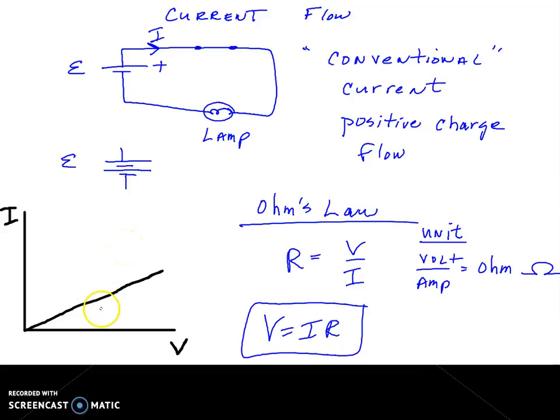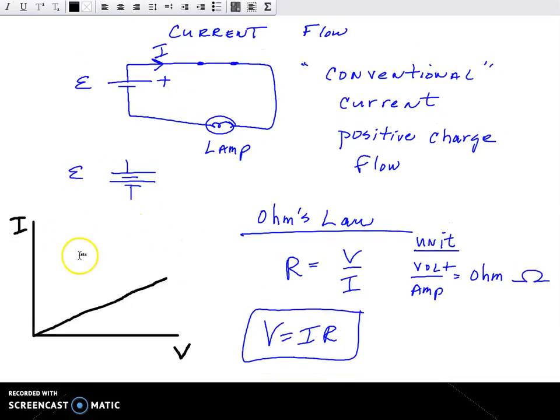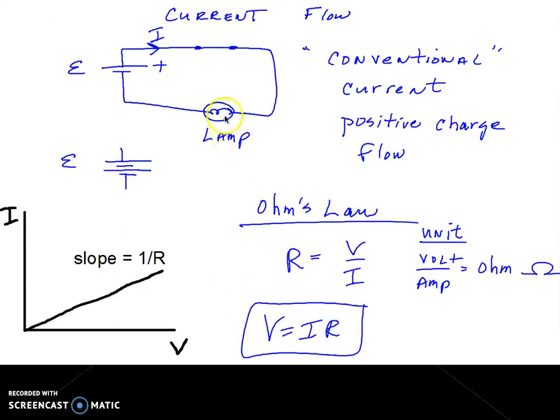But this graph would show a straight line, and the slope of this graph would represent 1 over R, because the slope is rise over run, which would be I over V. R is V over I. So if we were to find the slope, it would equal 1 over R. So this is one way we could determine the resistance of this lamp if we had a way to change the voltage and measure the corresponding current.